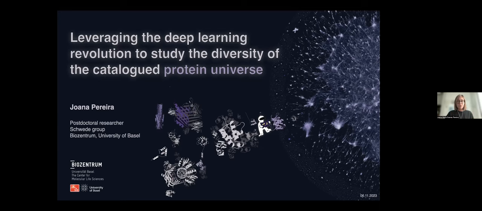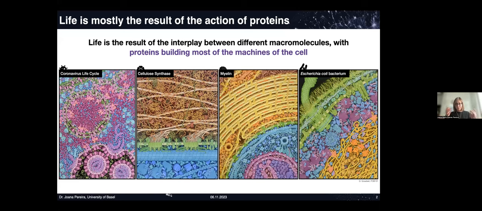about proteins. So we know from classic biochemistry classes or molecular biology that life is the result of the interplay of multiple macromolecules, and that proteins play a very big role in life being as it is right now, because they build most of the machines of the cell and they are found across all kingdoms of life. They are essential and they are everywhere.